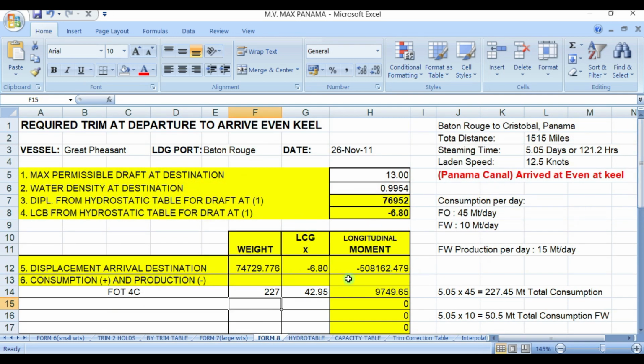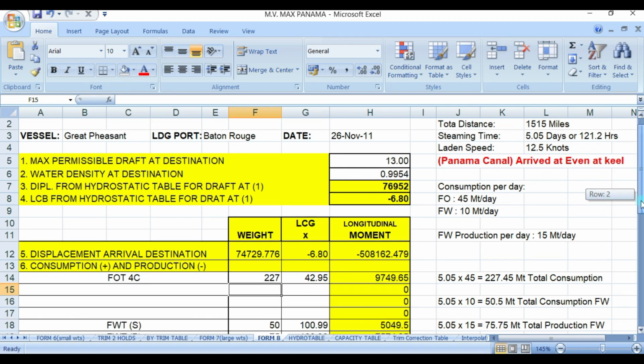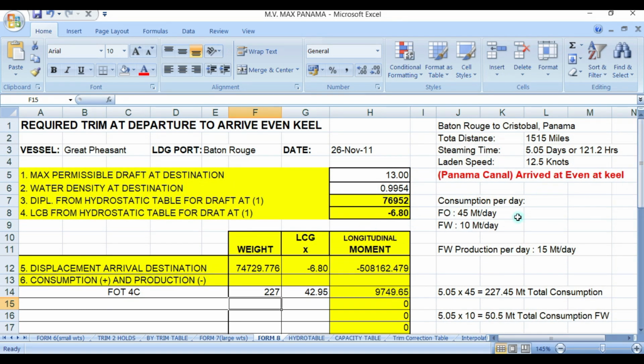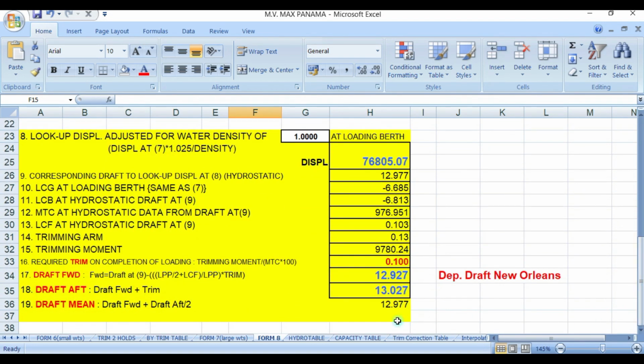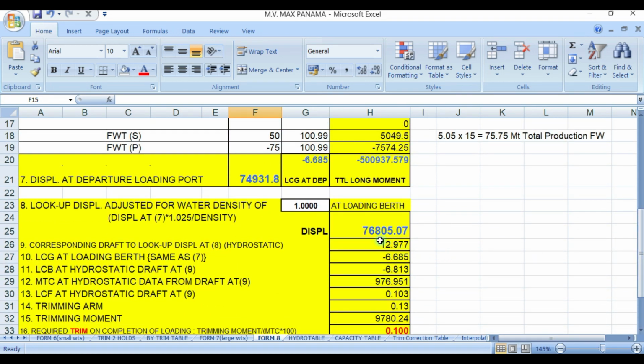What will be your departure draft in New Orleans or in Baton Rouge if you want to arrive at 13 meters in Panama? So it's the reverse. From here, you start from Panama going up to Baton Rouge. You will compute for the departure draft in Baton Rouge. Forward will be 12.927 and aft draft will be 13.027 with a mean draft of 12.977, which is this one.